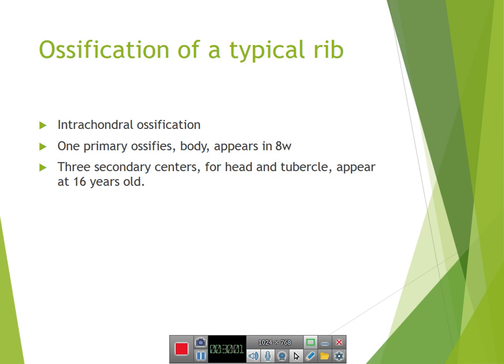Three secondary centers, one for the head and two for the tubercle, appear at puberty and unite with the rest of the bone after 20 years. So we have primary ossification centers and secondary ossification centers. Primary ossification centers appear in the body of the ribs, and the secondary ossification centers appear at the head, tubercle, and rest of the body.